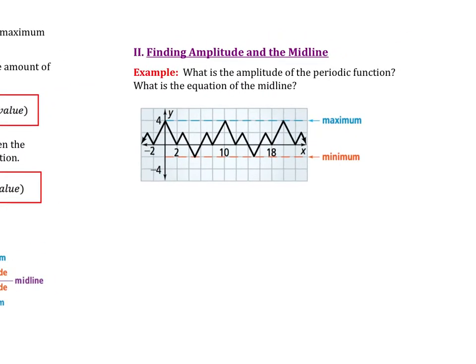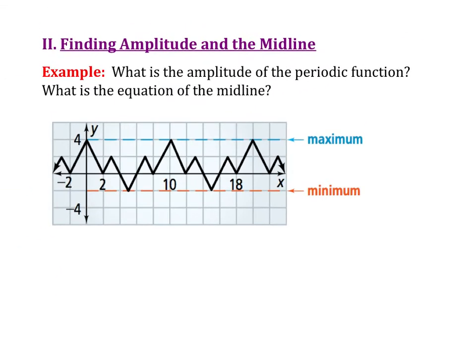All right, let's take a look at an example. I want the amplitude of this periodic function. What is the equation of the midline? Okay, so my maximum is at 4. My minimum is at, let's see, that would be a -2 because we're counting up by 2's. So this would be a -2 right here. What number is smack dab in between those? Well, that number smack dab in the middle would be a 1. So my midline occurs at 1. So right there-ish.